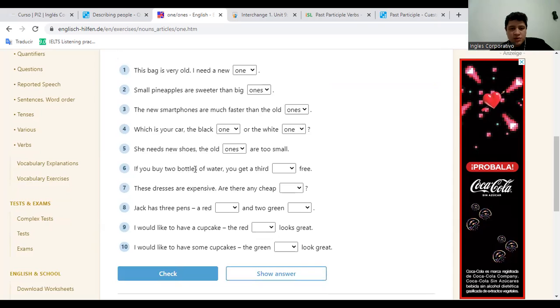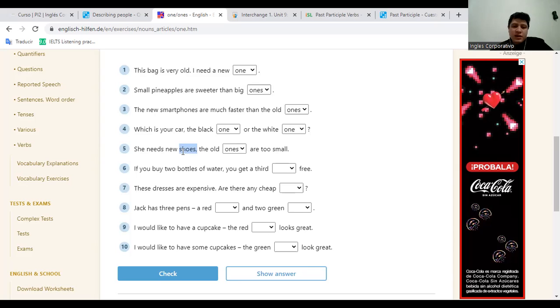Now let's see. If you buy two bottles of water, you get the third one? Bottles, T-shirt and shoes, not one. Because, yeah, Eduardo. Shoes, they are plural because, I mean, they are two, right? Because they are two, that means that they are plural, right? It's like gyms. If you see a gyms, you see just one, right?